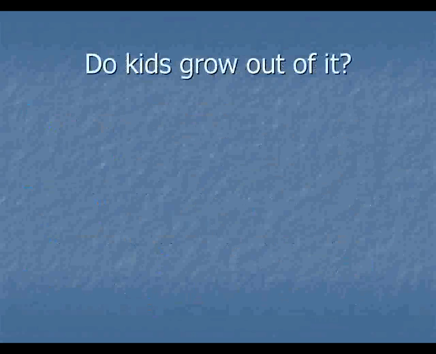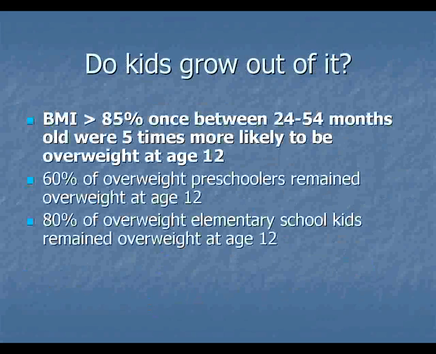So when we take all those studies into account, we need to know, well, do these kids grow out of it? Are these kids who are obese at a young age still just eventually going to grow out of it, and we don't need to worry about their cardiovascular risk factors? Having a BMI greater than the 85th percentile at any one time between the ages of 2 and 4.5 showed that they were 5 times more likely to continue to be overweight at age 12. And again, these statistics that you're all familiar with: 60% of preschoolers are going to remain overweight at age 12, 80% of elementary school kids at age 12.